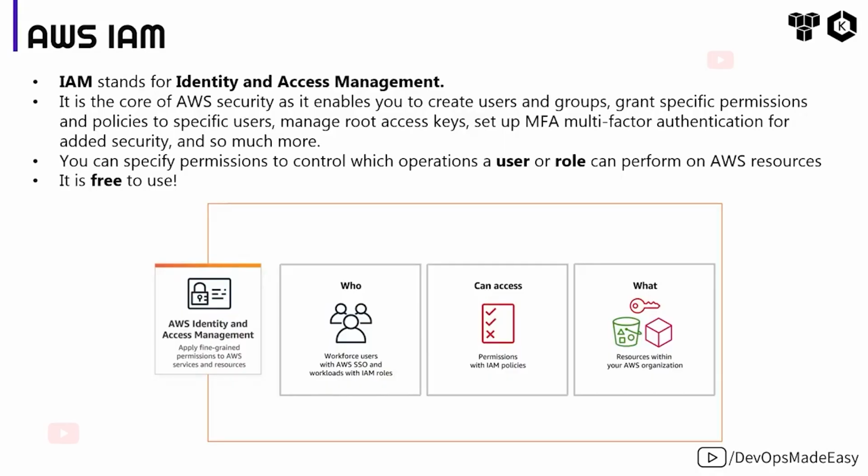So IAM stands for Identity and Access Management. This is the core of AWS security, as it allows you to create users, groups, and also grant permissions for them, and also assign policies to specific sets of users. And if you have the root account, you can also create your own access keys or set up multi-factor authentication. So you can do everything in IAM.